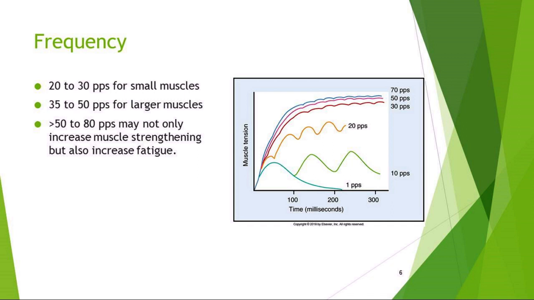So that's the answer to that one study question: what parameter do you need to change if you're getting twitching and you want tetany? You need to increase your frequency.